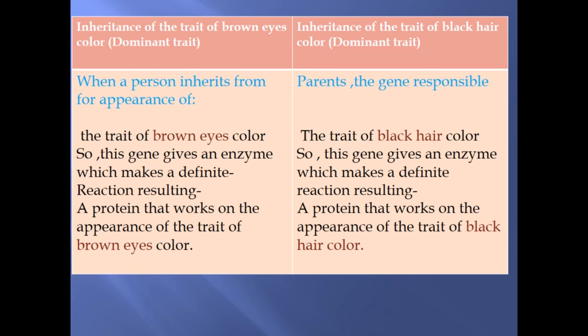For example, the inheritance of both the brown eye color trait and the black hair color trait, which are dominant traits, occurs as follows. When a person inherits from his parents the gene responsible for the appearance of the trait, such as the brown eyes or black hair trait, this gene gives an enzyme which makes a definite reaction, resulting in a definite protein that works on the appearance of the trait, either brown eye color or black hair color.